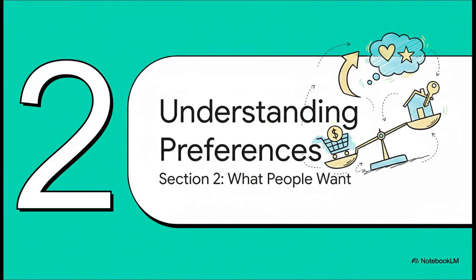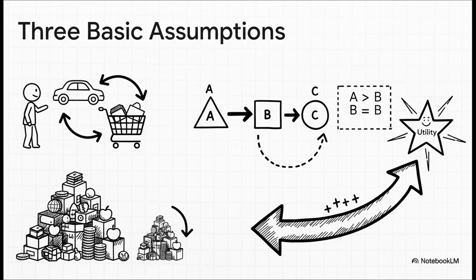Okay, so let's start building the first big piece of our model. How do economists actually represent what people want in a formal way? This section is all about preferences. The whole theory really just rests on three pretty simple, common-sense ideas.